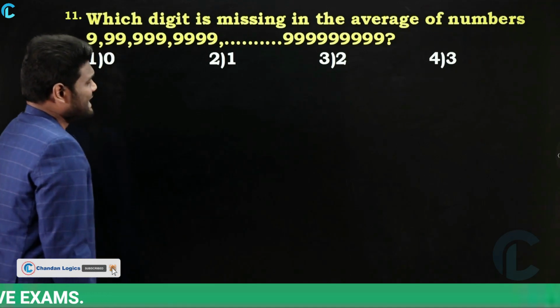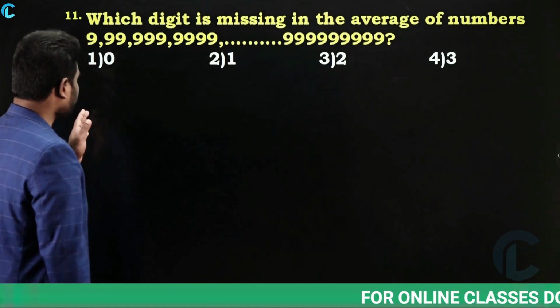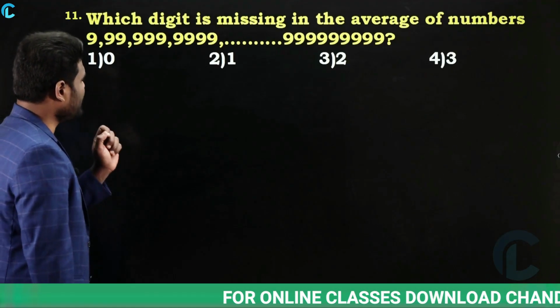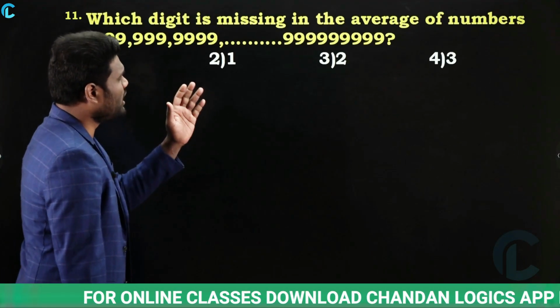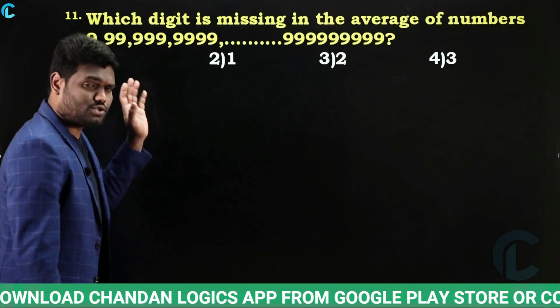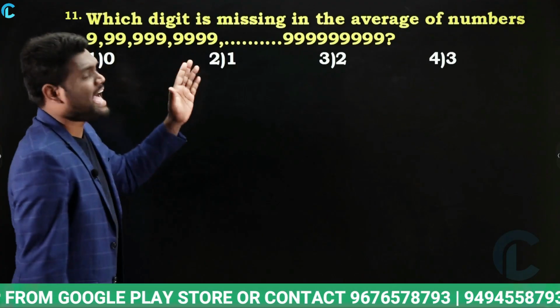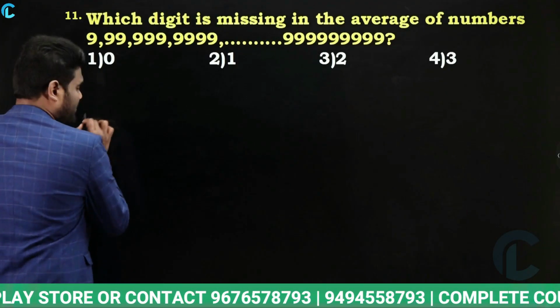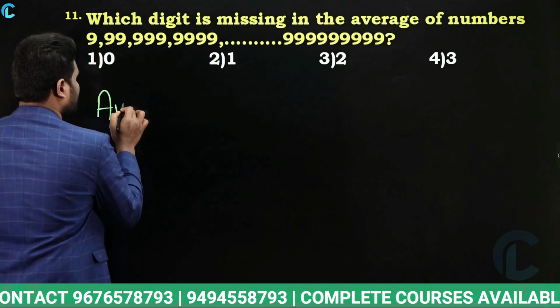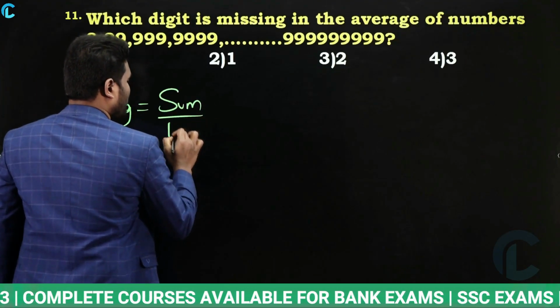Which digit is missing in the average of numbers 9, 99, 999, 4 nines, and so on, up to 9 nines? So this is a very good question, and even this question was asked in an examination. Let us look at this. We need to calculate the average of these numbers. What is meant by average? Average is nothing but the sum of numbers divided by the number of numbers.